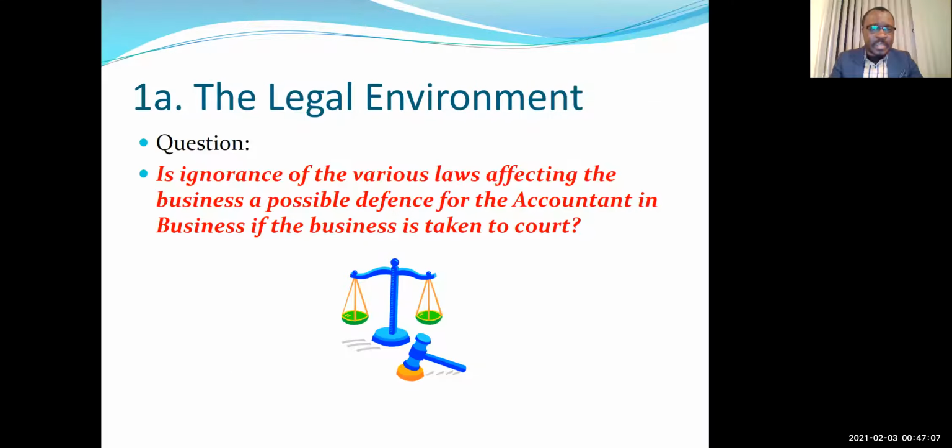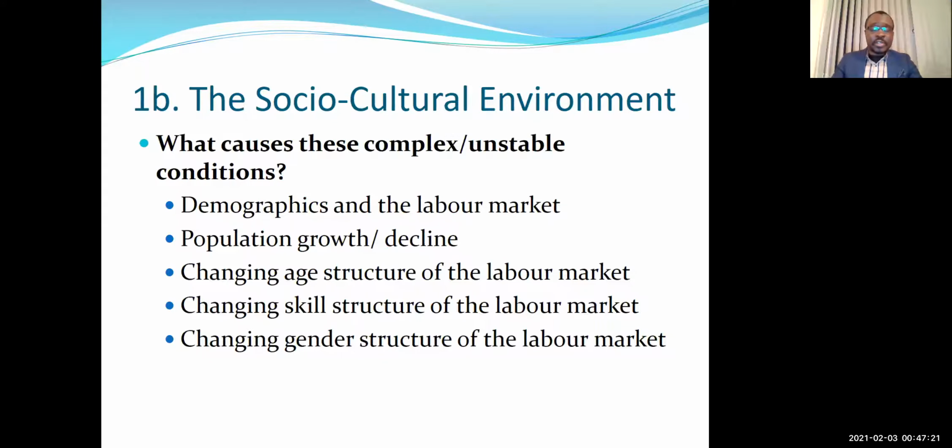So the legal environment, let's take a simple question and see. Is ignorance of the various laws which affect the business a possible defense for the accountant in business if the business is taken to court? Remember, ignorance of the law is no excuse. You need to face the rigors and the consequences if you flout any laws. That's why it is important for you and I, as accountants in business, to be able to understand all the laws and the regulations that govern any business environment or any business entity we work with or we work for.